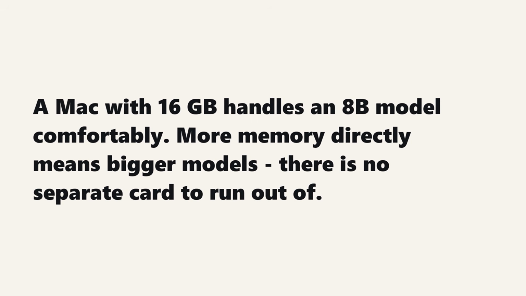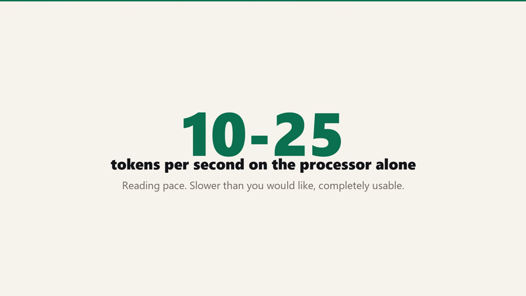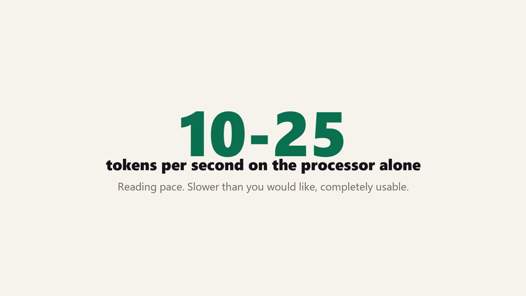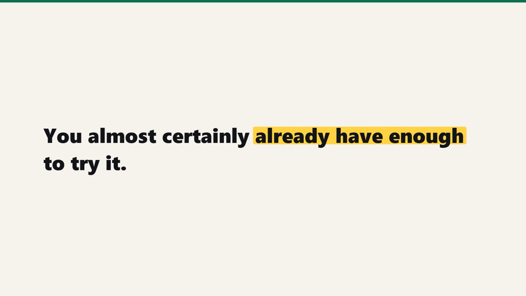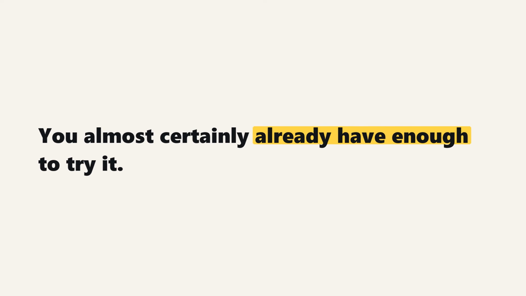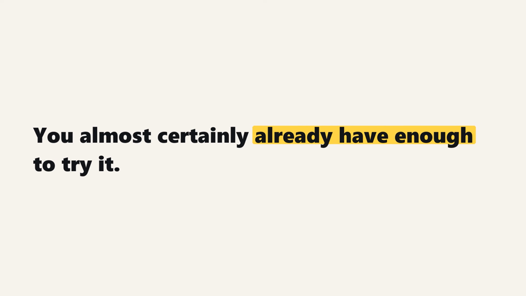There is no separate card to run out of, and if you have no dedicated graphics card at all, it still works. A 7 billion parameter model on the processor alone runs at 10 to 25 tokens a second. That is reading pace, slower than you would like, but completely usable for writing, summarizing, and questions. So do not skip this because you think you need special hardware. You almost certainly already have enough to try it.